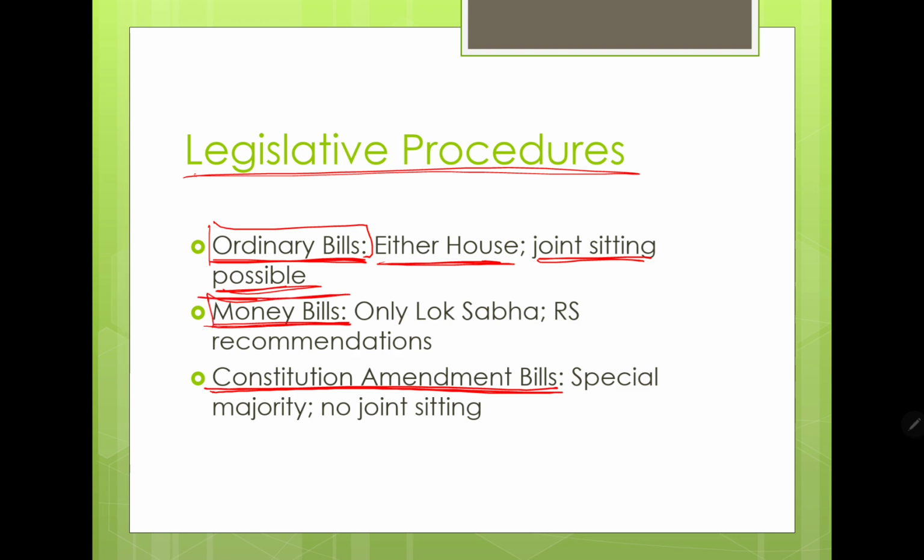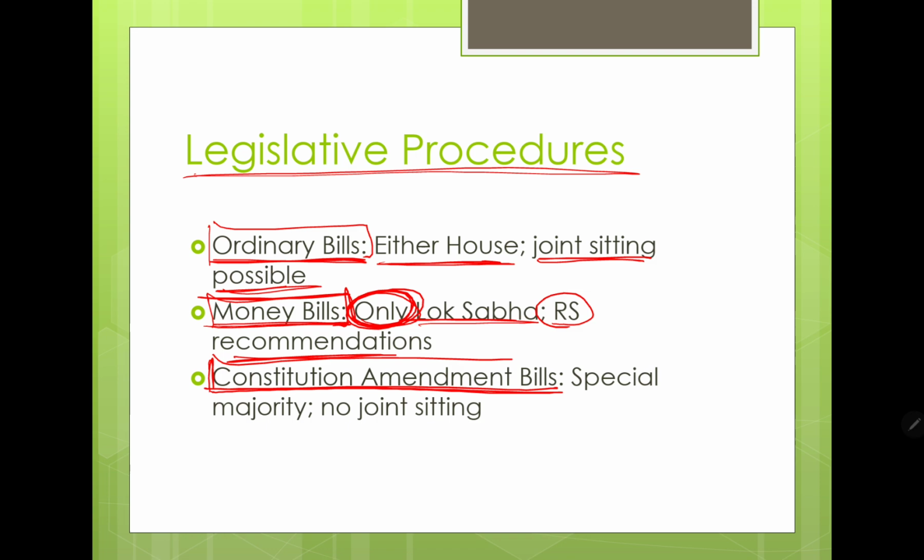Next comes the money bills. In case of money bills, only, and the word only is important here, Lok Sabha can pass them, not the Rajya Sabha. Lok Sabha has the power, but Rajya Sabha can only give recommendations. It cannot change anything. It can just recommend some changes to the Lok Sabha, which can accept or deny them. That is up to the Lok Sabha.